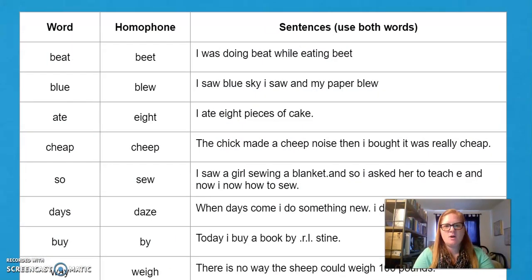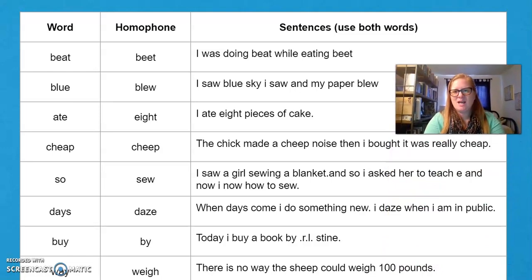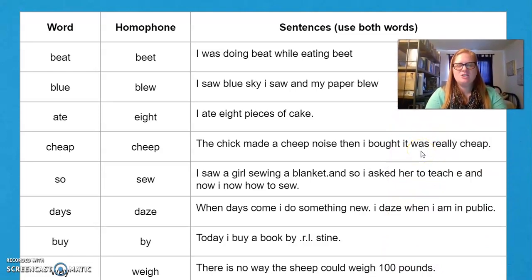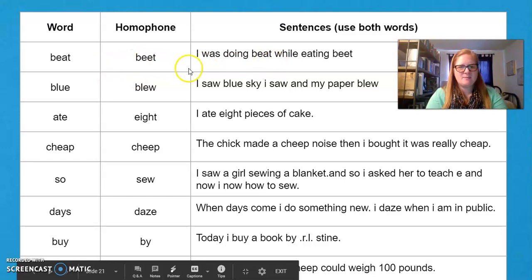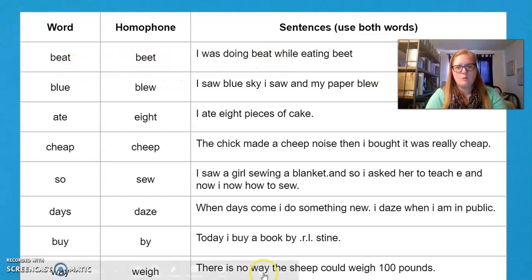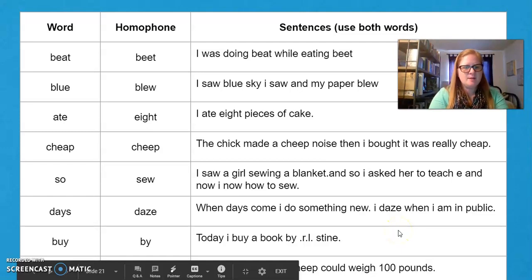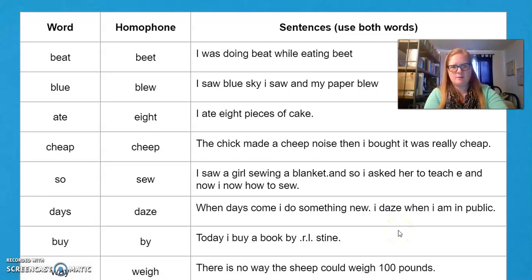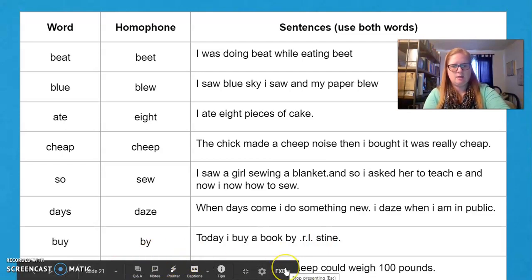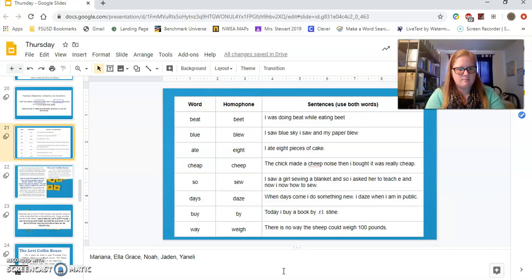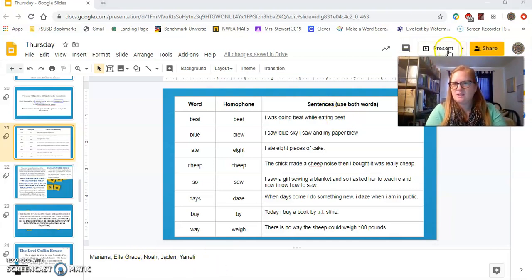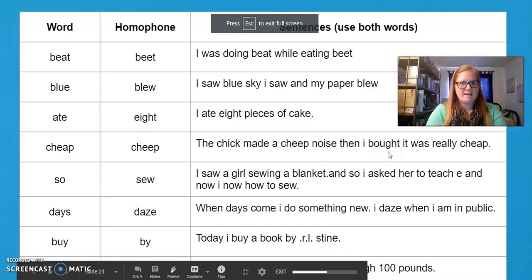Okay, so this was your assignment yesterday, and I wanted to give a big shout out to Ella Grace, Mariana, Jaden, Noah, and Yaneli for creating such amazing sentences. I love that some of you used both words in one sentence. That's awesome. Let me make sure I thanked everybody: Mariana, Ella Grace, Noah, Jaden, and Yaneli. Yeah, that was you guys. Let me go over these because they're great.